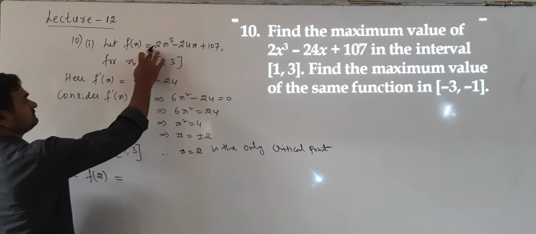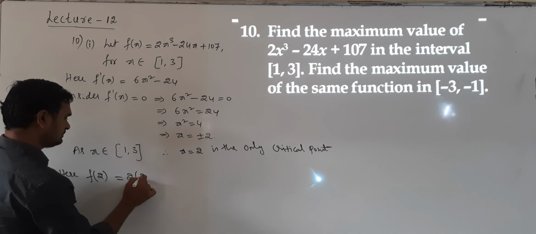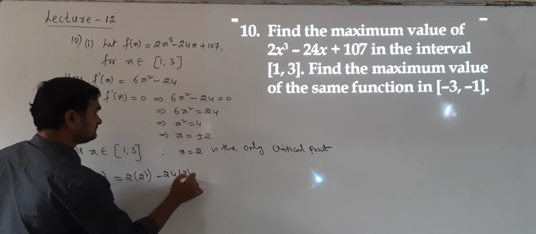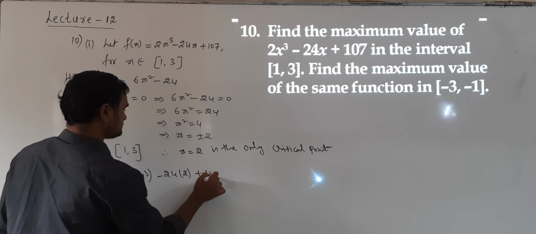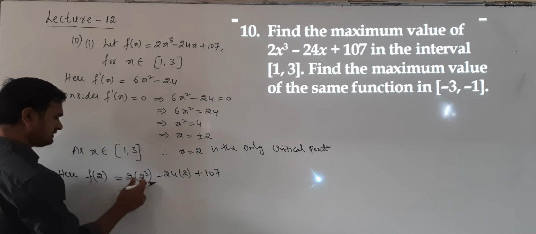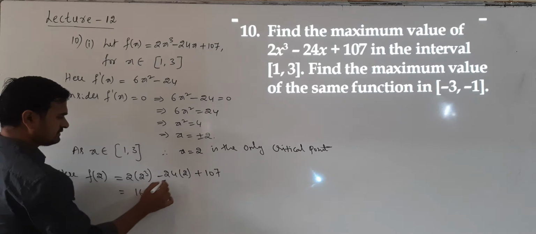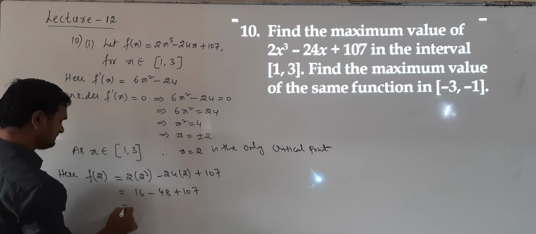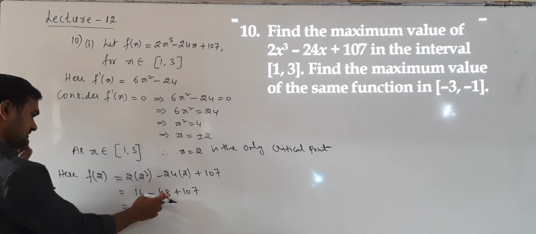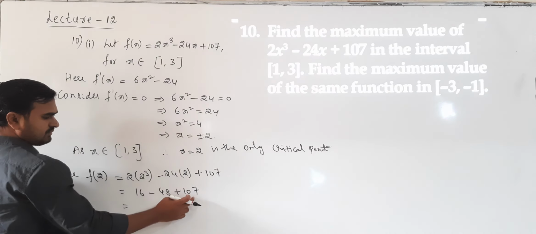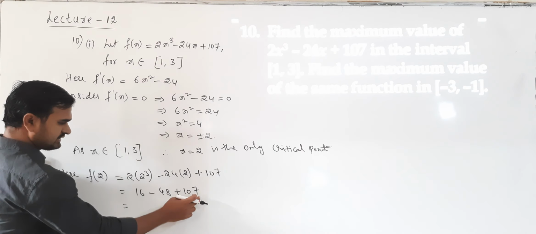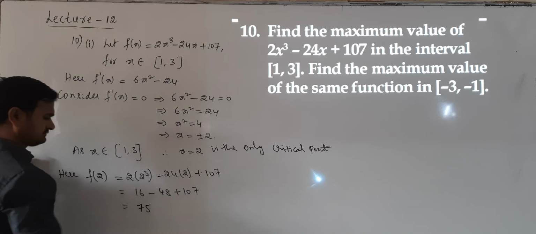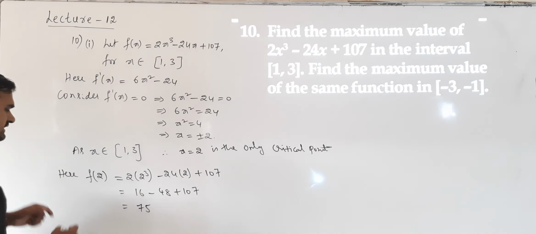What is f of 2? It is 2 into 2 cube minus 24 into 2 plus 107. 8 into 2, 16 minus 48 plus 107. How much will we get? Minus 32. Subtracting 32 here, we will be getting 75. The f of 2 is 75.